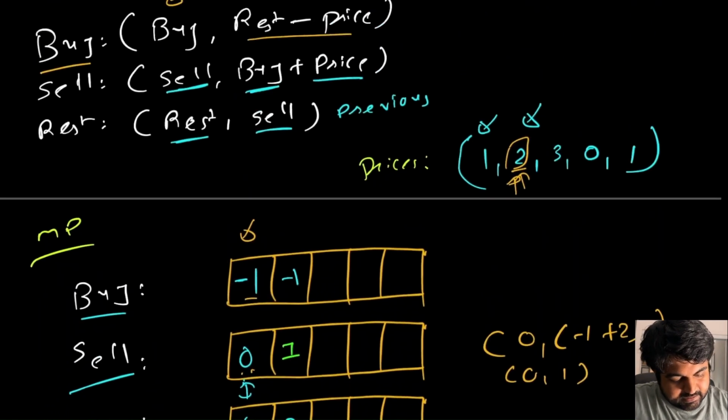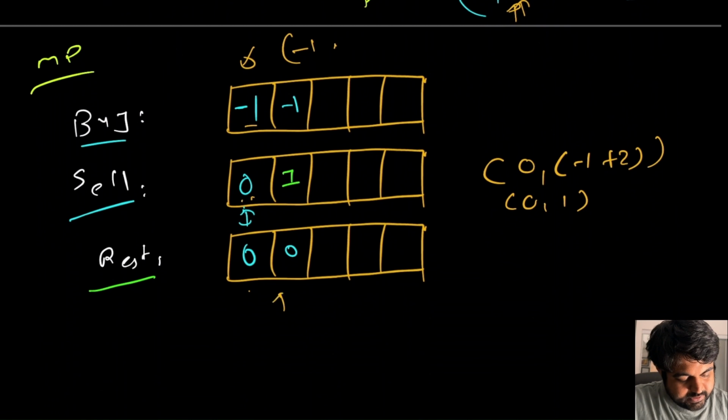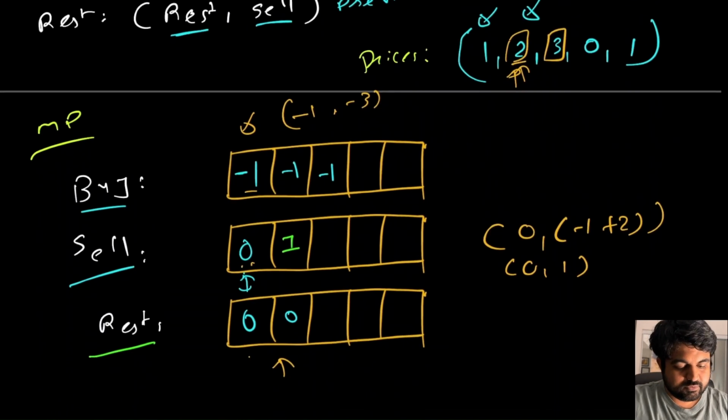Next thing is, what is the maximum profit we can make when the price is 3? So once again, for buying we are comparing the maximum profit, so -1, versus what if we rested. Resting is 0, so 0 minus 3 is going to be -3. So -1 and -3 we are comparing, so -1 is the maximum profit, so we'll just mark -1 so far.